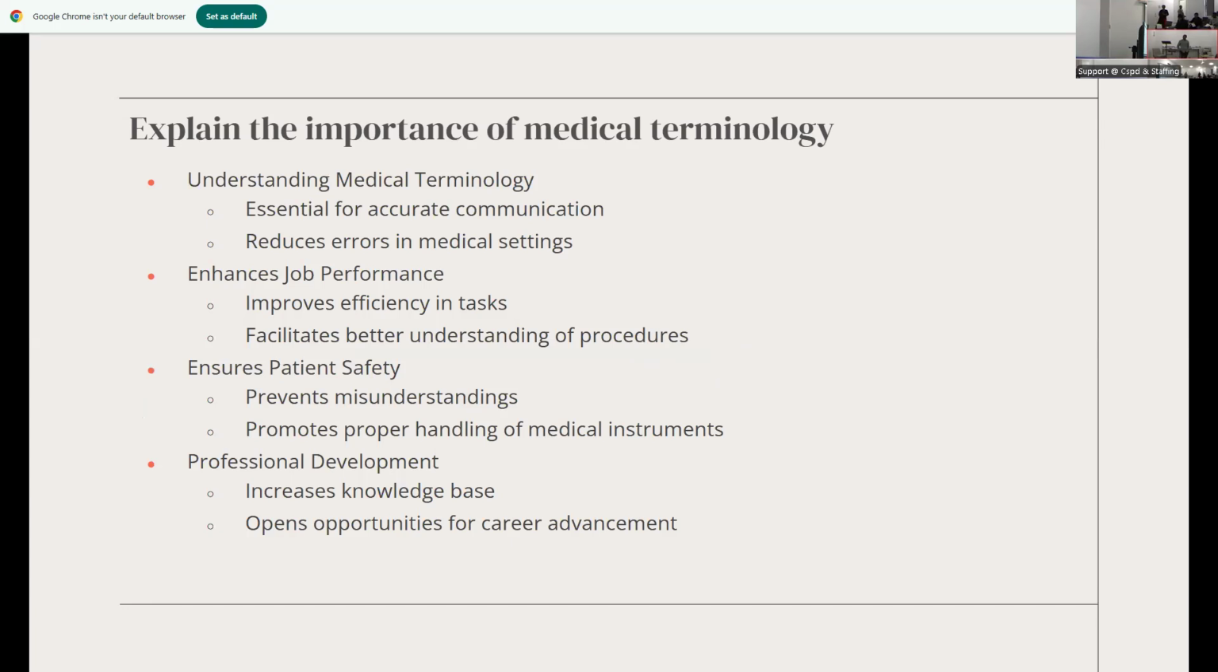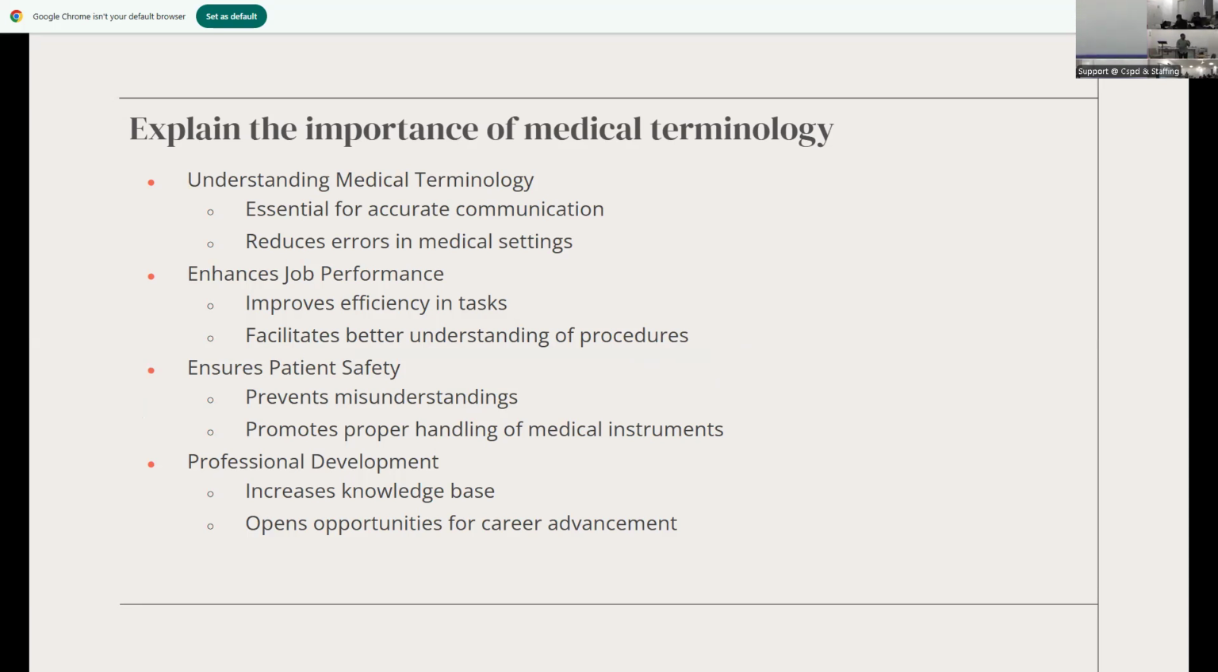So what are the objectives? Explain the importance of medical terminology. Understand medical terminology. We need to understand them. And when we understand them, it's essential for accurate communication. Okay? You are able to communicate to your colleagues what they need to do. Reduces error in medical settings.